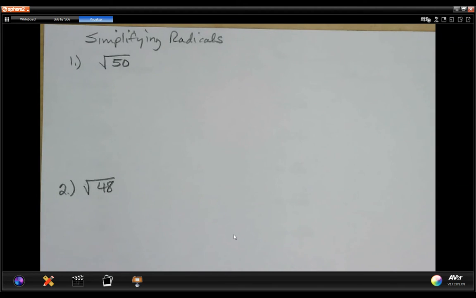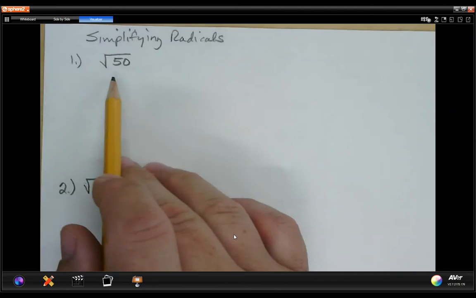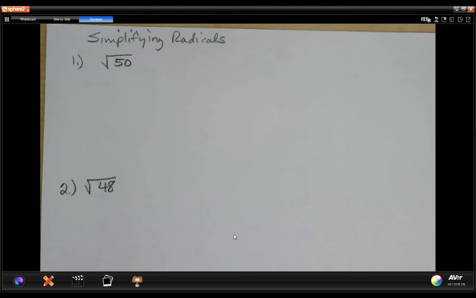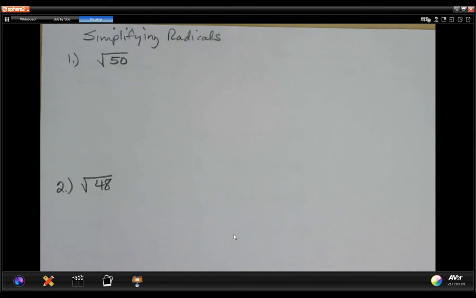But basically, what we're trying to do is get these into simplest radical form. And so if you notice here, I've got the square root of 50. So one of the first things you need to do, and I would encourage you to do this on a separate note page and keep this with you. This is something that we're going to add to in algebra 2 anyway, so it'd be a good note to just have on hand.